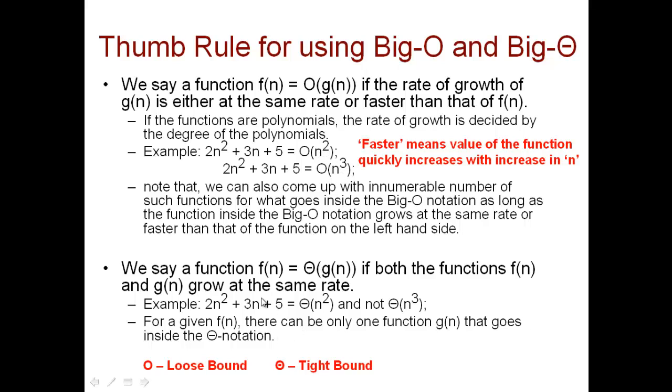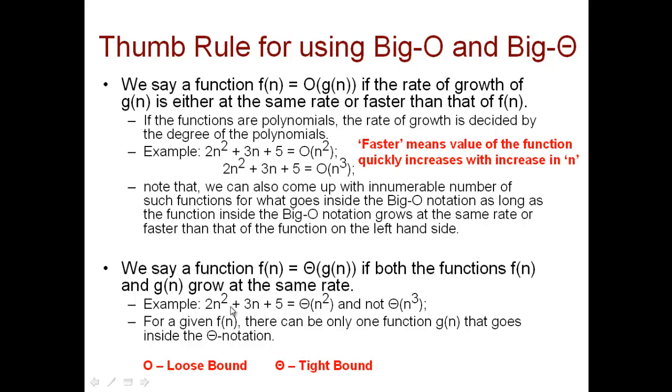Now if we have to have a tight bound for a function f of n, we want to find out what is the exact rate at which the function on the left hand side grows. When I say exact rate, it means the same rate. For that, do the same steps: omit the lower order terms and find the most dominating term, which is 2n squared, skip the coefficient of the term, and instead of using big O notation, use the theta notation. So we can say 2n squared plus 3n plus 5 is theta of n squared. That means the degree of the function on the left hand side, f of n, should be the same as the degree of the function on the right hand side, which is g of n.